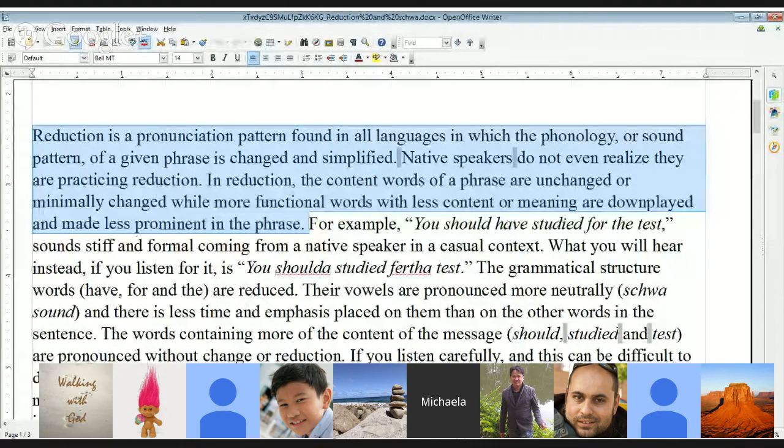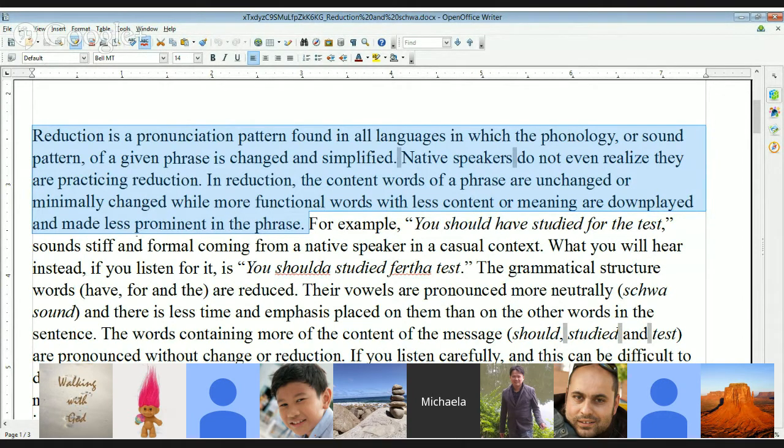Then Adrian, go ahead and read the first paragraph. Reduction is a pronunciation pattern found in all languages in which the phonology or sound pattern of a given phrase is changed and simplified. Native speakers don't even realize they are practicing reduction. In reduction, the content words of a phrase are unchanged or minimally changed, while more functional words with less content or meaning are downplayed and made less prominent in the phrase.